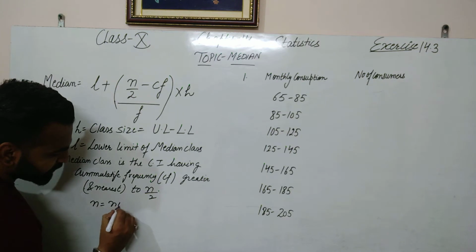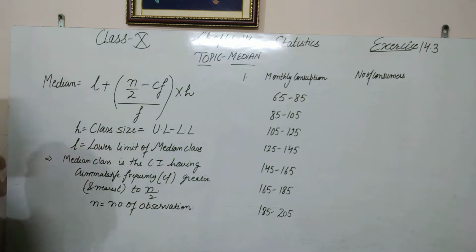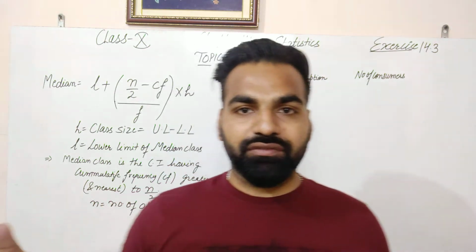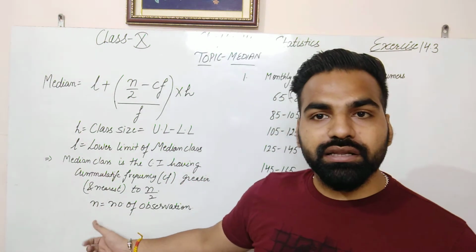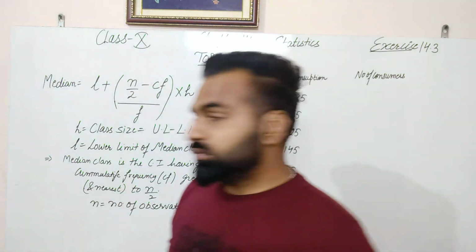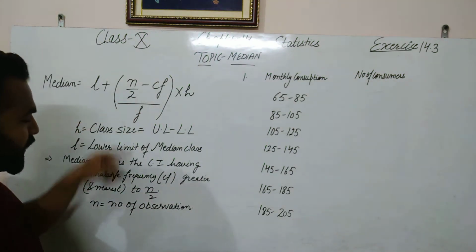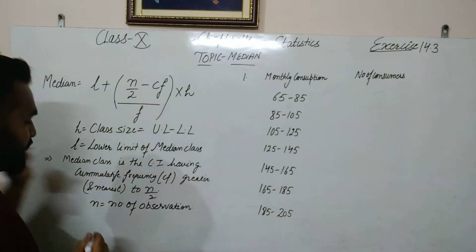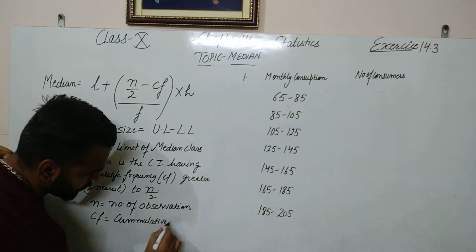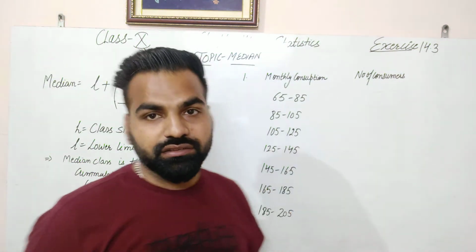Now what is n here? N is number of observations. So basically sigma f is called n here. And what was sigma f? Sigma f was sum of all the frequencies. Similarly here n is the number of all the observations, that is total number of observations which are taken here. And L is done, n by 2, n is number of observation, CF is cumulative frequency, and we will learn how to calculate cumulative frequency in question.